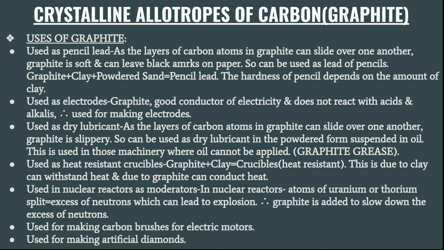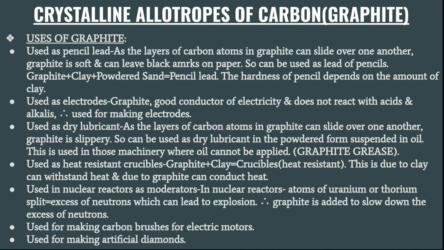Then it is used as a heat resistant. It is used in heat resistant crucibles. Why? Graphite combined with clay forms crucibles which are heat resistant. This is because the clay can withstand heat, and the graphite can conduct heat. So when graphite and clay are combined, they form crucibles which are heat resistant.